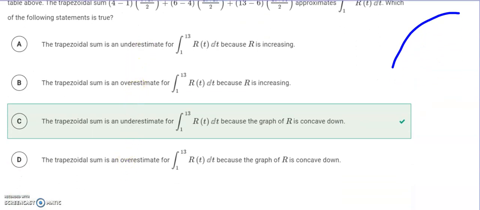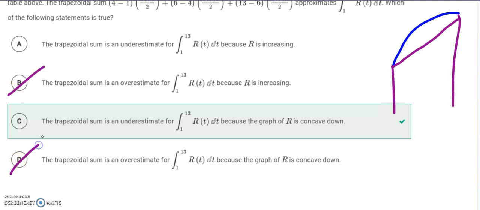under or over? Well, first of all, if we just think about our trapezoid cutting across, trapezoid is definitely under. So we can get rid of that one and we can get rid of that one. But the reason that a trapezoid is ever under is because of the concavity, right? Trapezoid and midpoint deal with concavity. Right hand and left hand deal with increasing and decreasing. So it's due to the concave down part that makes that an underestimate.